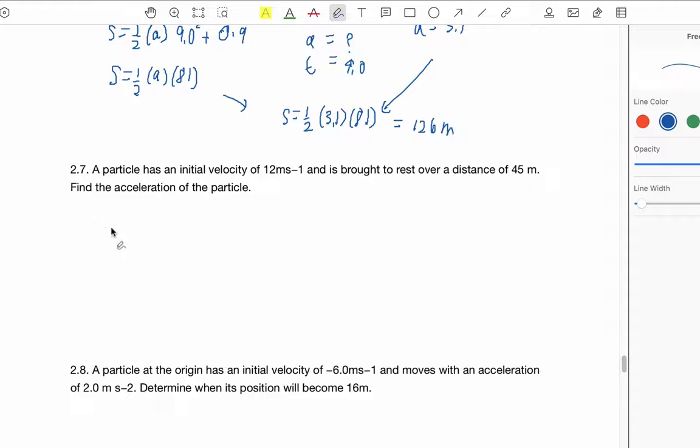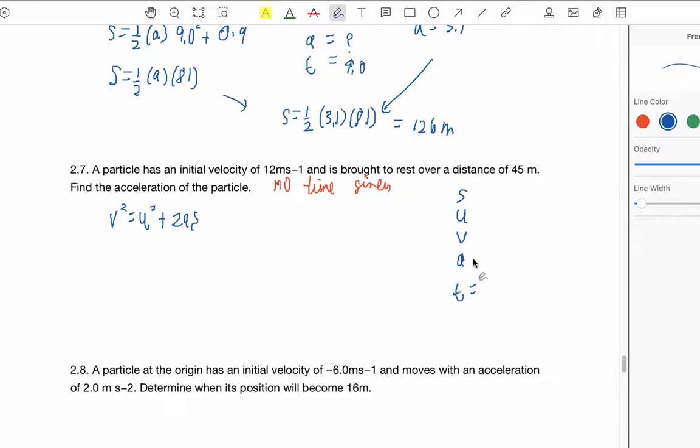Finally, we have a particle that has an initial velocity of 12 meters per second and is brought to rest over 45 meters. We want to find the acceleration of the particle. All right, so we have v squared equals u squared plus 2as. Why did I choose this formula? Because no time was given. So I figured maybe that's the way to go. Let's write out the SUVAT.